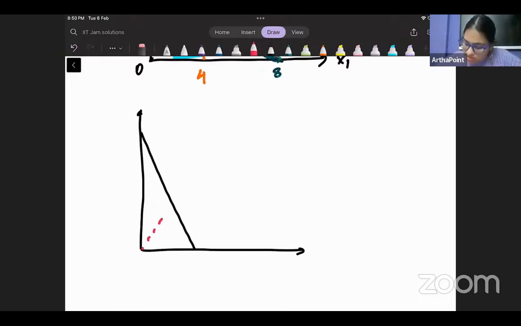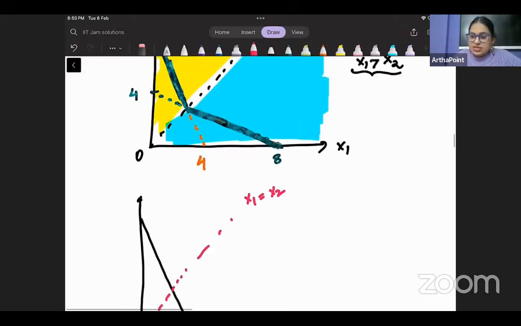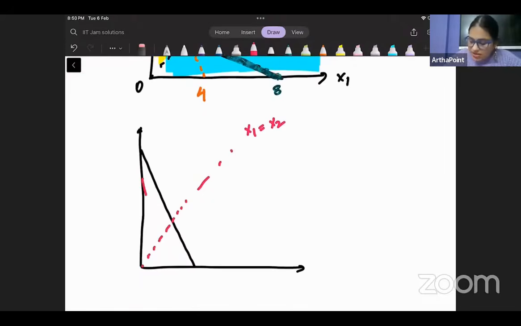Now just take this. This is my x1 equal to x2. Beta, I have started plotting this IC. What does my IC look like? My IC is like this. And I want to reach the highest indifference curve possible. So what am I doing? I am moving upwards. So I move here. I have already done this in the class also. So something like this happens.